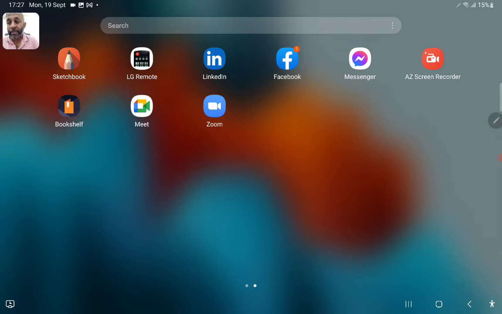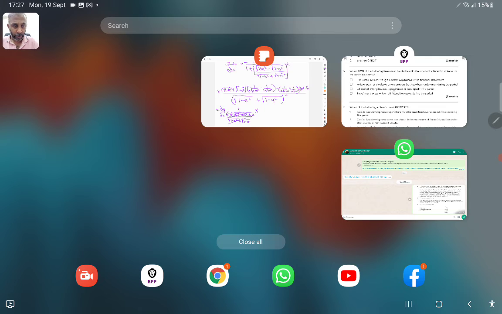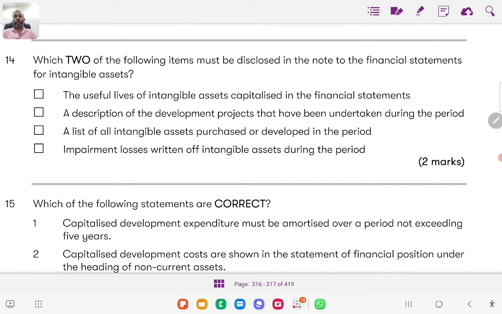Once again, we continue with our continuous question series of mock paper, Financial Accounting of ACCA Fundamental Levels. So let's continue with the question where we stopped in the last recording. We will continue today with question number 14. Which two of the following items must be disclosed in the note to the financial statements for intangible assets?